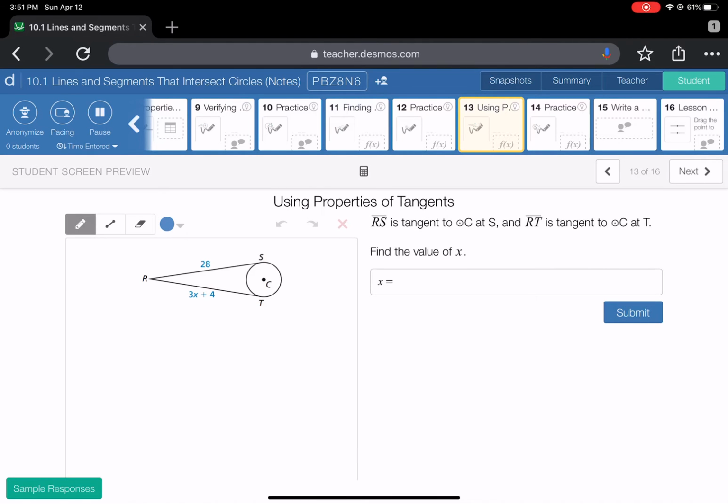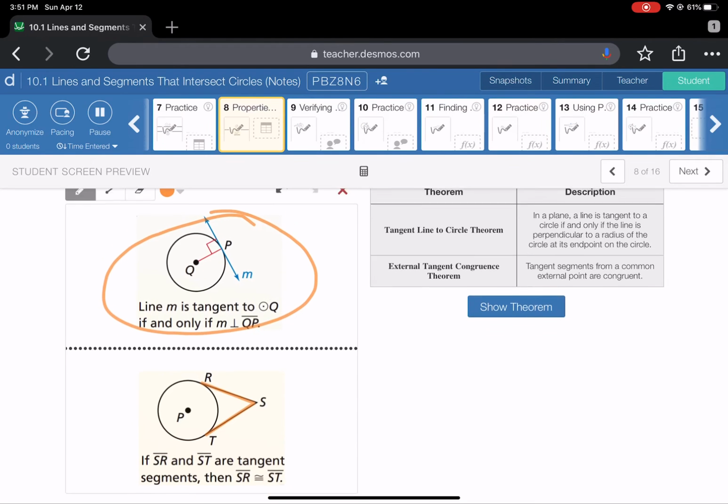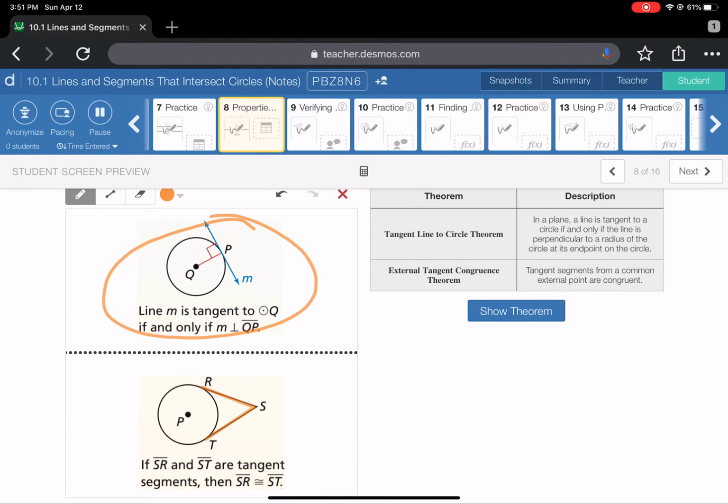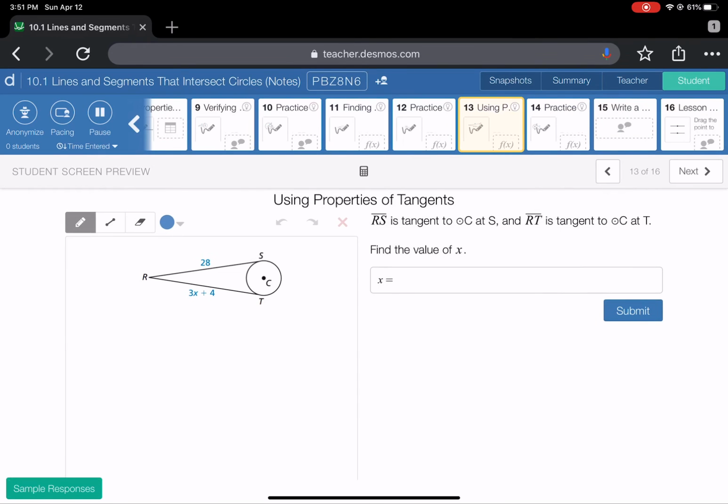All right, and then for the last one we're going to use the property that we talked about at the bottom, the external tangent congruence theorem. So let's look at that problem here. That property states that if I have two tangent lines, which we do, and it says RS is tangent to circle C at S. So at S, that's where it creates the tangent point, and RT creates a tangent at point T. Because they both connect at R, we know that these two are tangents and that they are equal to each other because of that external tangent property that we talked about. So this one's going to be pretty simple to solve.